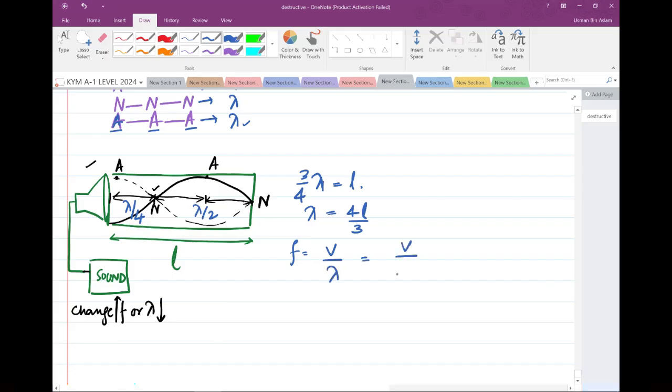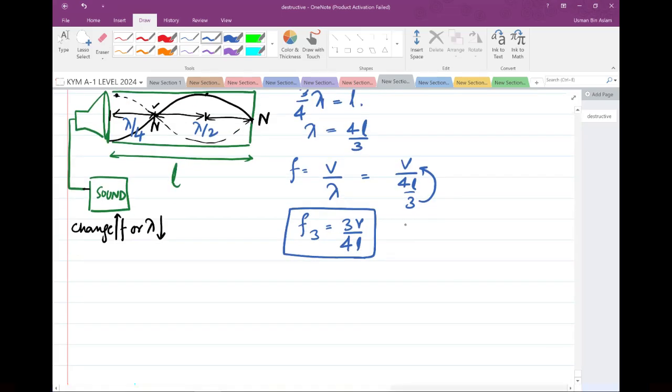That leaves me with, instead of lambda, I'm going to place 4L by 3. This 3 has to go in the numerator. So the next frequency that is formed will be equal to 3V by 4L. This is going to be the third harmonic. Now that's weird. Where did the second harmonic go? That's what I want to tell you.